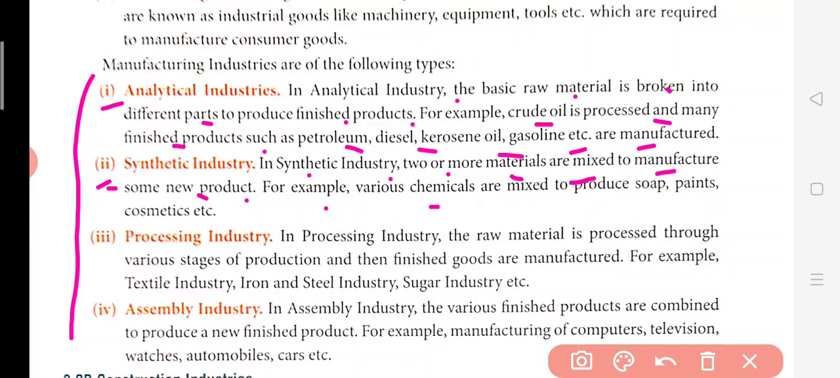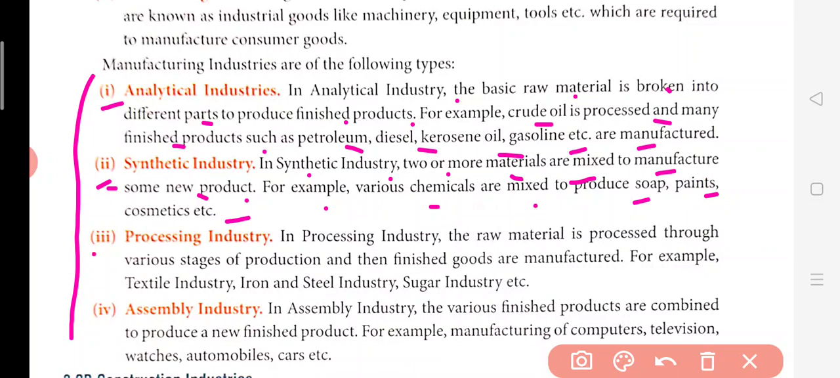For example, various chemicals are mixed to produce soaps, paints, cosmetics, etc. So all these soaps, paints and cosmetics which we use in daily life are examples of synthetic industry, in which two or more chemicals and substances are mixed, and by that we make some product which is useful in the market.